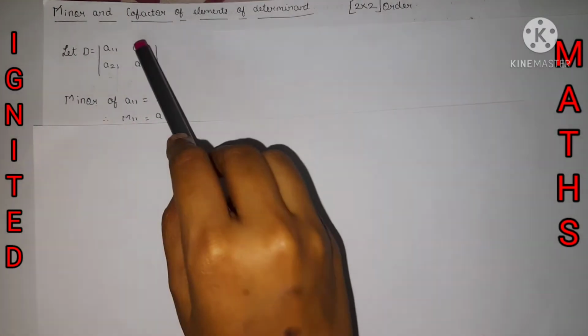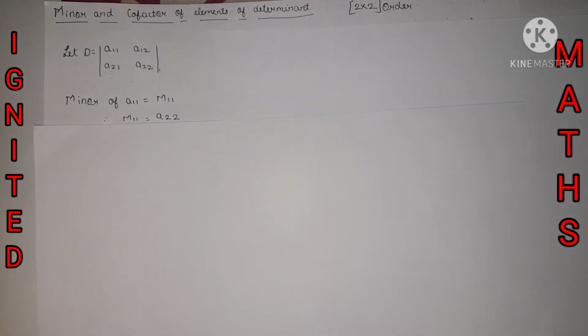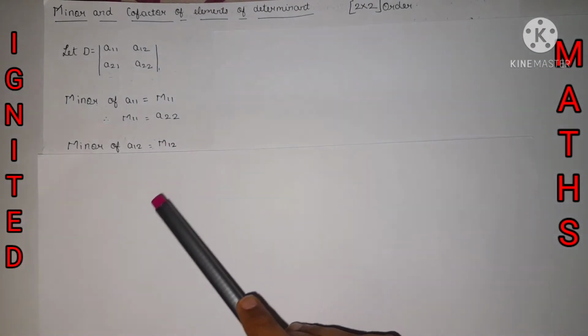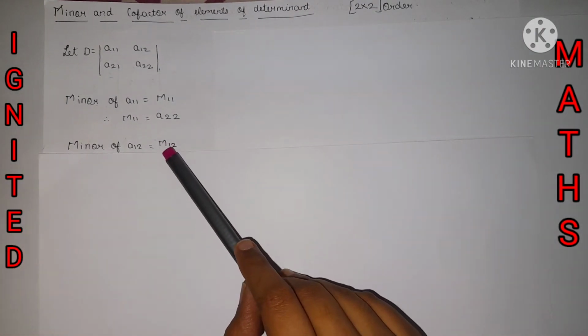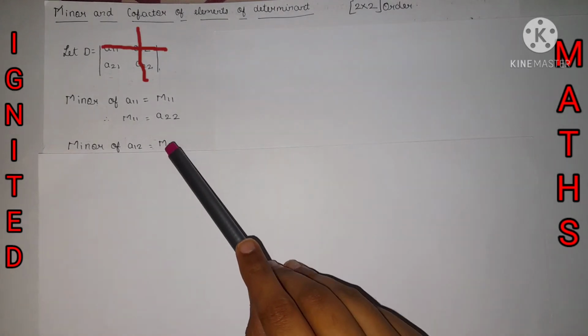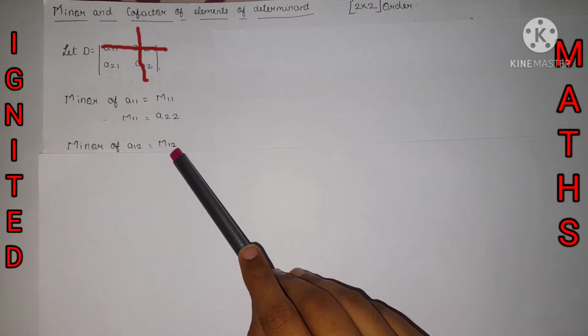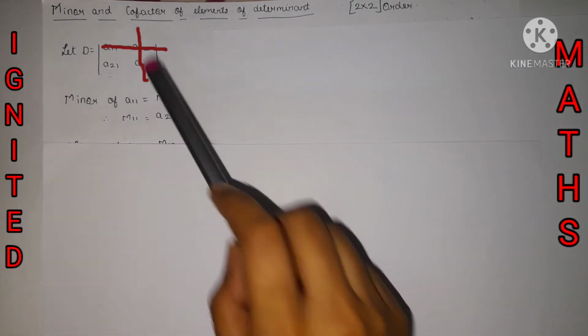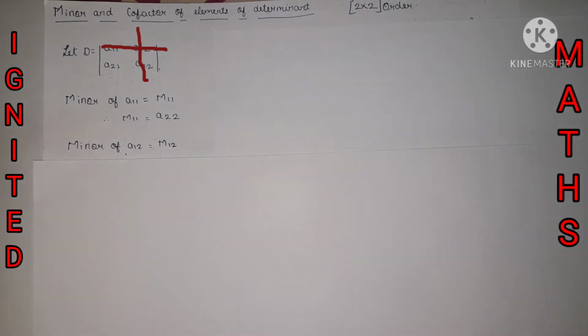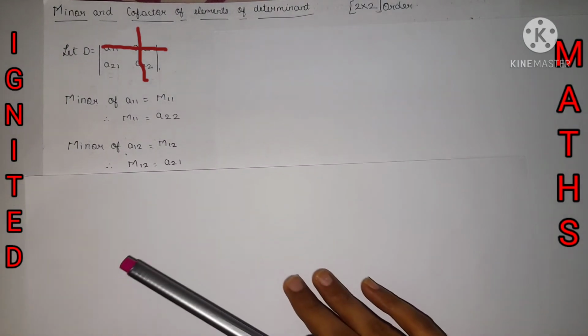That is nothing but M of 12, right? So minor of A12 is equal to M of 12. What will be the value of M of 12? We need to hide the specific row and the specific column mentioned in the minor. So we need to hide the first row and second column. If we hide the first row and second column, the leftover term is nothing but the A21 element. That is the minor M12.